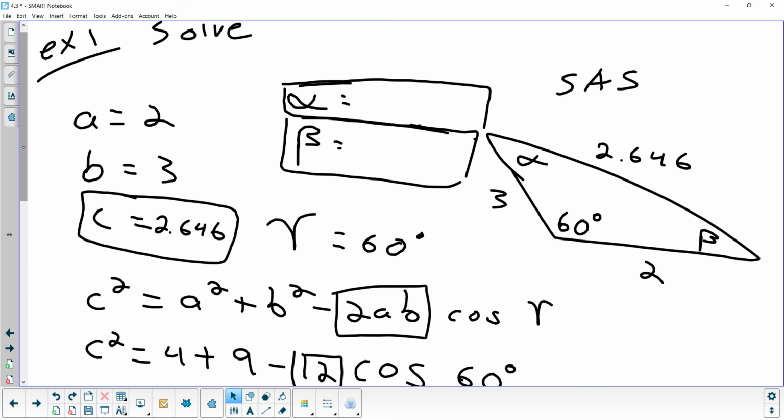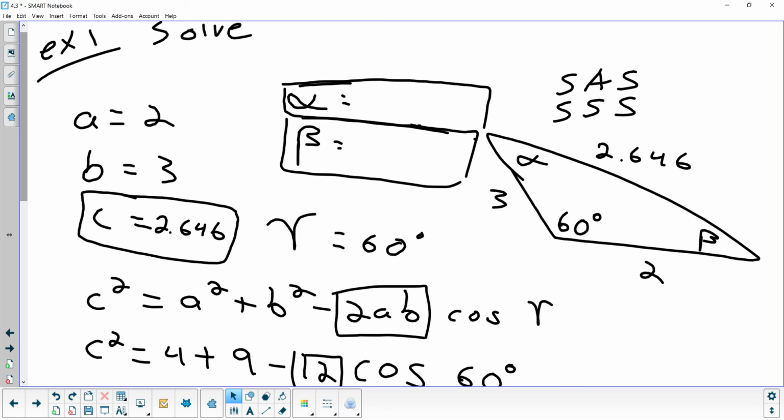So this triangle was side angle side, and it still is. But I have a little bit more information. What other type of triangle is it now, besides side angle side? Yep, side, side, side, because I do know all 3 sides. And what does side, side, side fall under? Is that law of sines or law of cosines? Law of cosines.